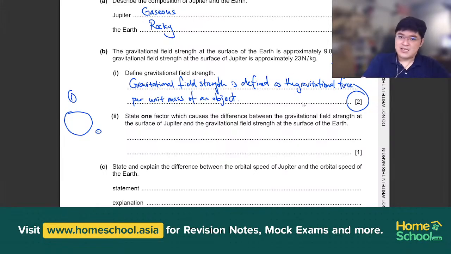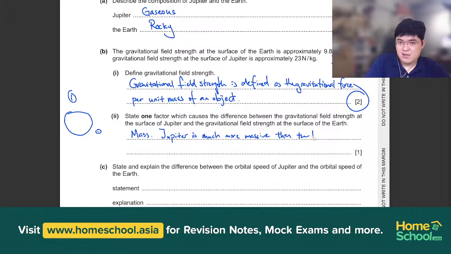The one factor that causes this is not the distance away, not the radius of the planet, but instead the mass of the planet. The mass of the planet is the factor which causes the difference between the field strength at the surface of Jupiter and the gravitational field strength at the surface of the Earth. So, Jupiter's mass is much more massive than the Earth.